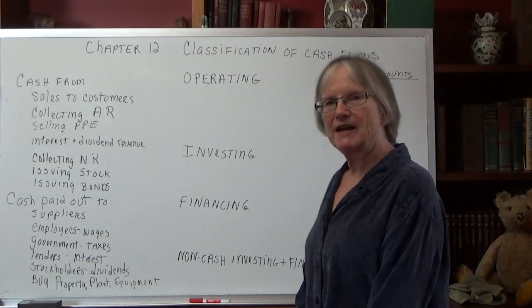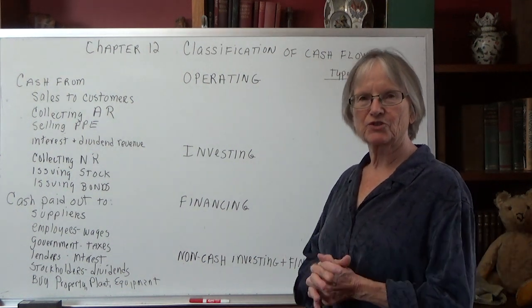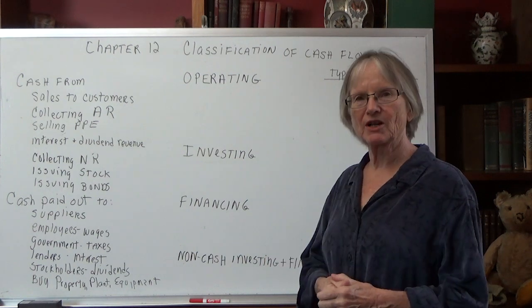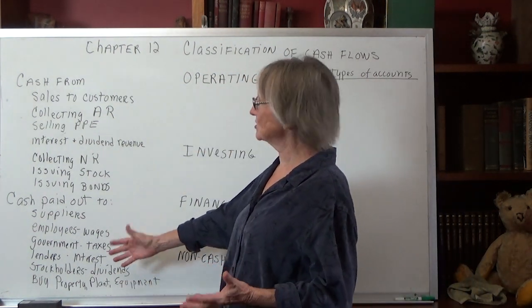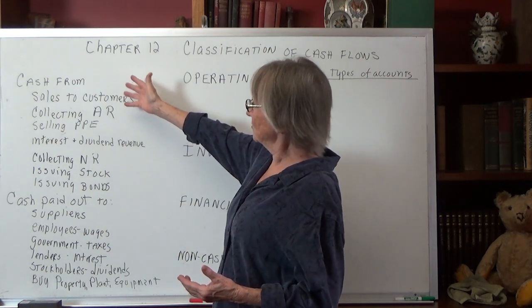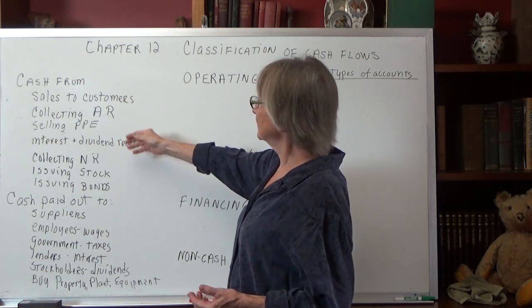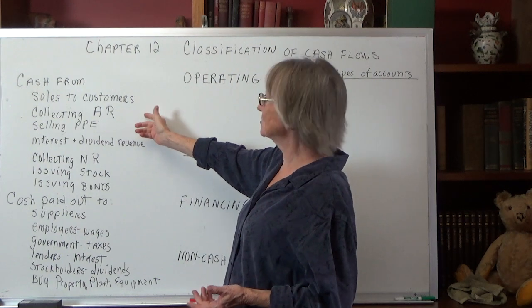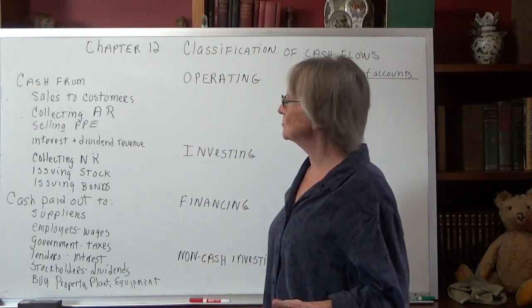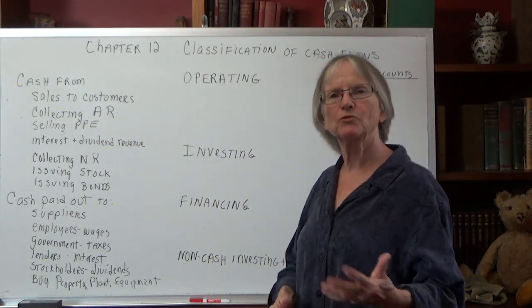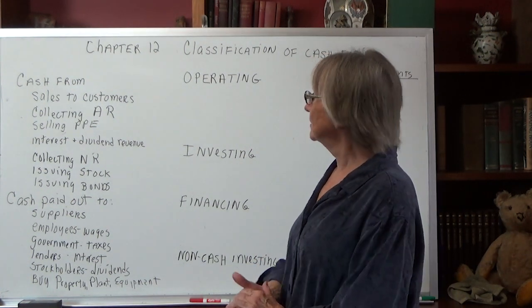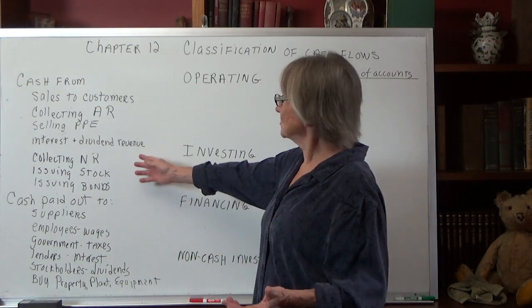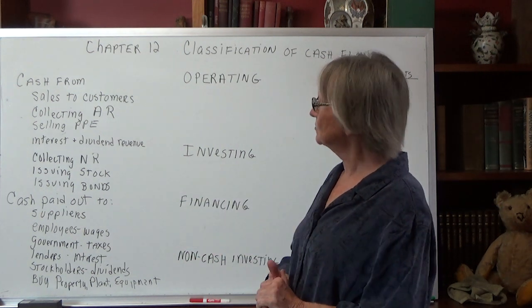So before we actually do the worksheet and this actual statement of cash flows, we've got to figure out all these classifications. Over here, I have a whole list of various things that can happen, of how we can get cash in. A company can get cash because it sold some stuff to customers. It can get cash because it collected some accounts receivable from previous sales. It could get cash because it sold off some equipment. And it may have investments that it got interest and dividend revenue on.